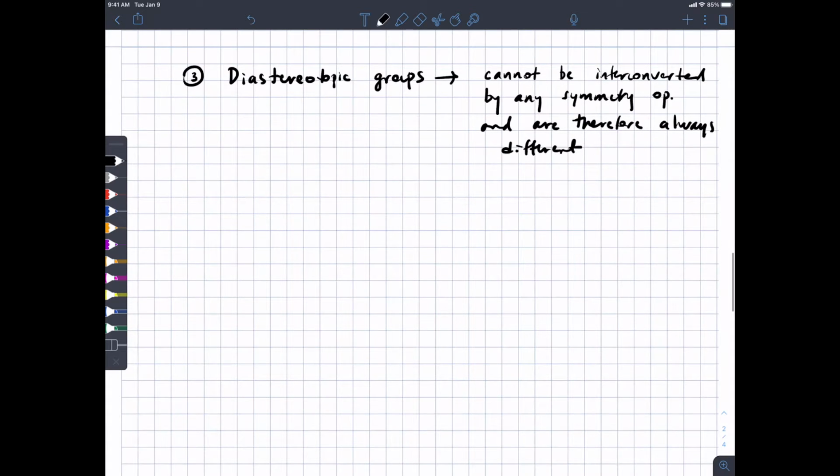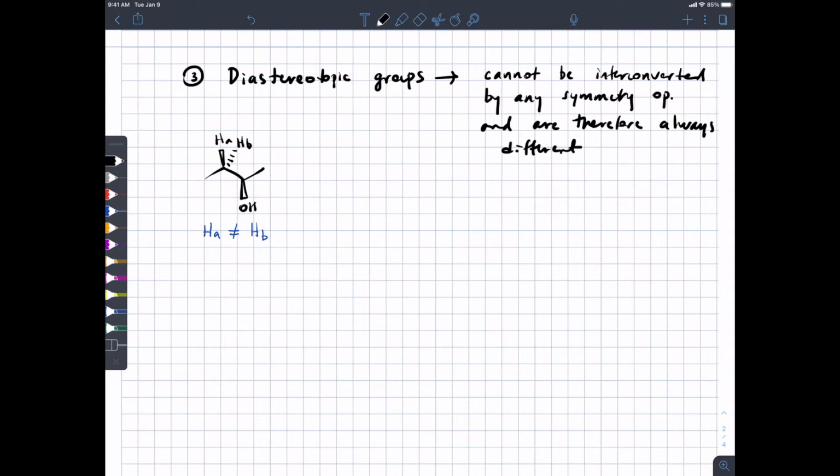So what are some examples of that? Well, the classic example of diastereotopic protons is a CH2 group in a chiral molecule. There's no mirror plane that will interconvert A and B, because the mirror plane would also switch the position of this OH group. And so proton A and proton B are not the same. They are diastereotopic.